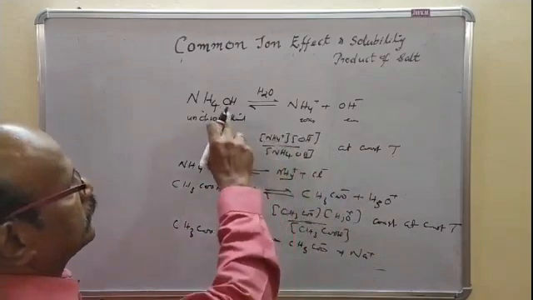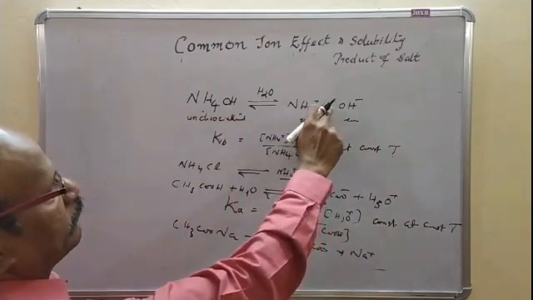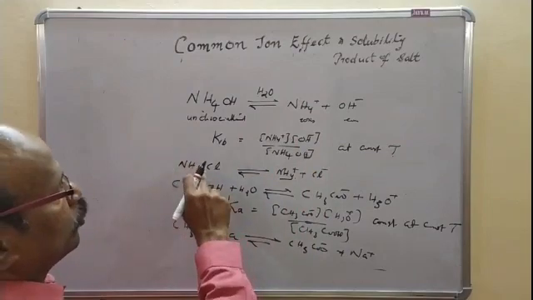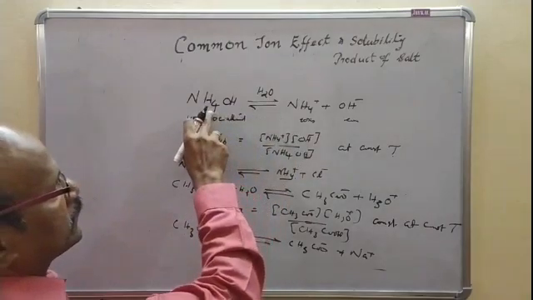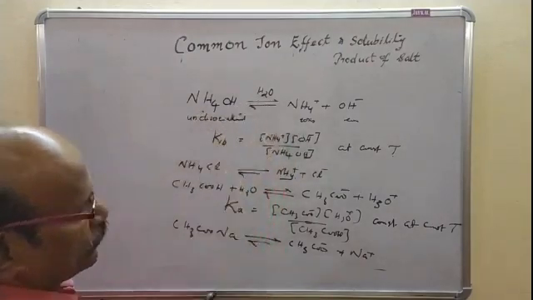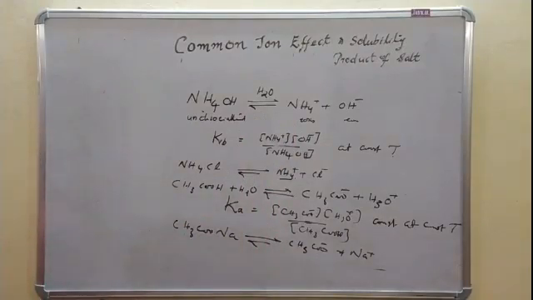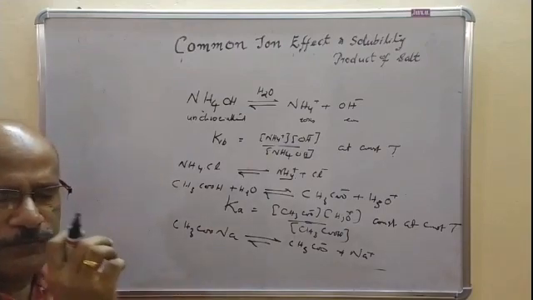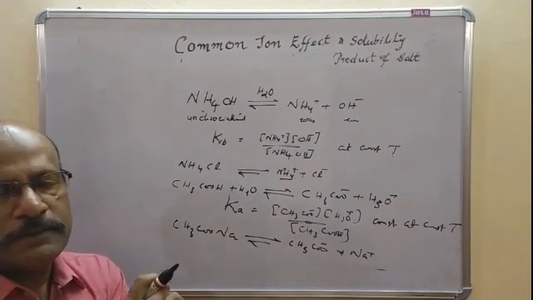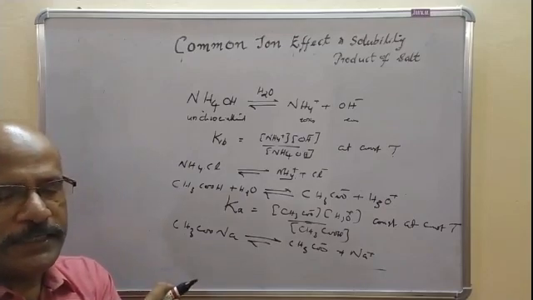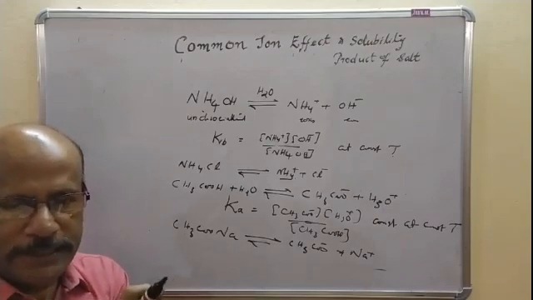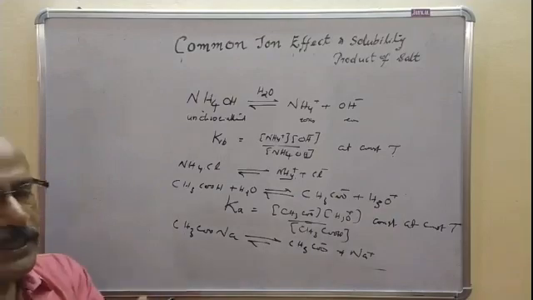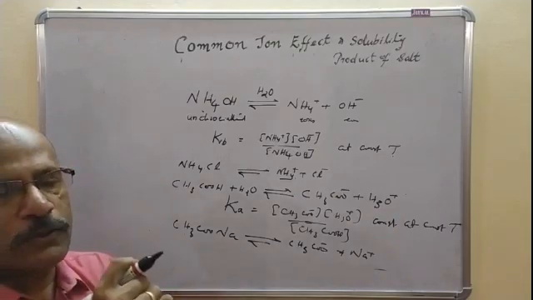Similarly, we can suppress the dissociation of ammonium hydroxide by adding another electrolyte containing a common ion, like ammonium ion. Generally, this phenomenon is called the common ion effect. That is the phenomenon of the suppression of the dissociation of a weak electrolyte in its solution by adding another electrolyte containing a common ion of the weak electrolyte.